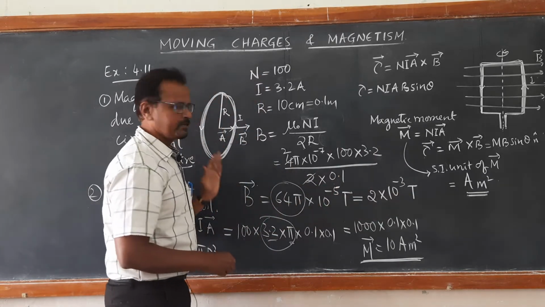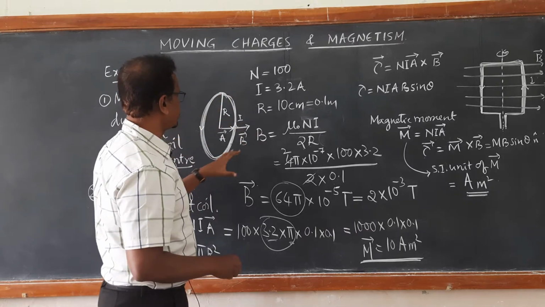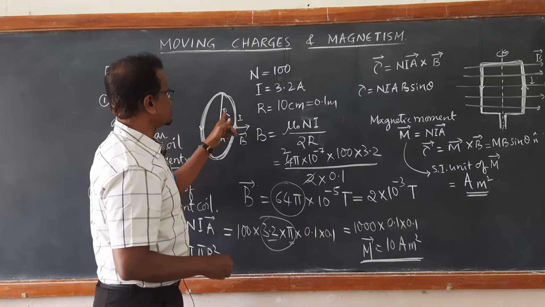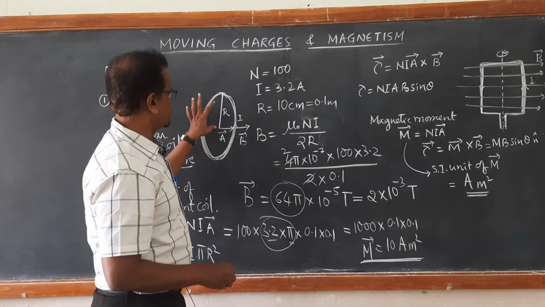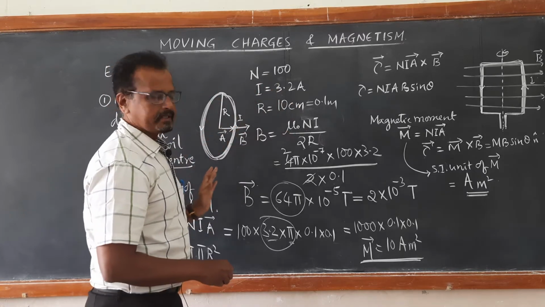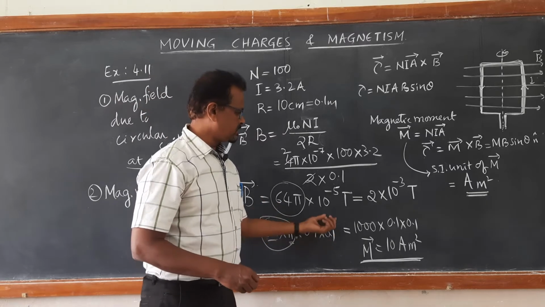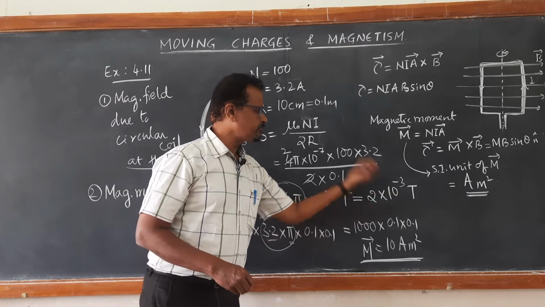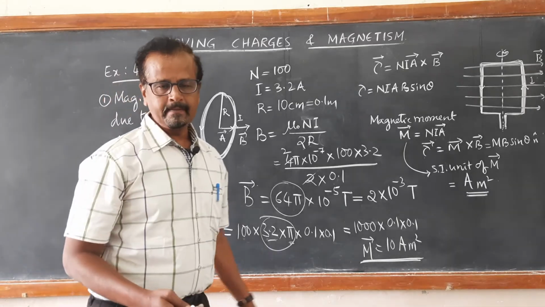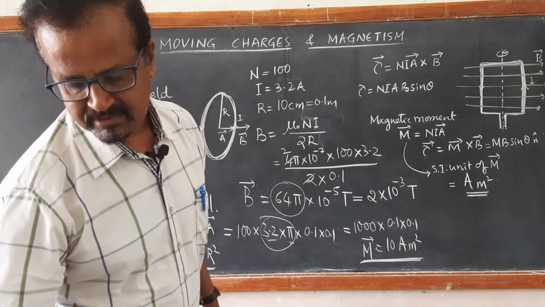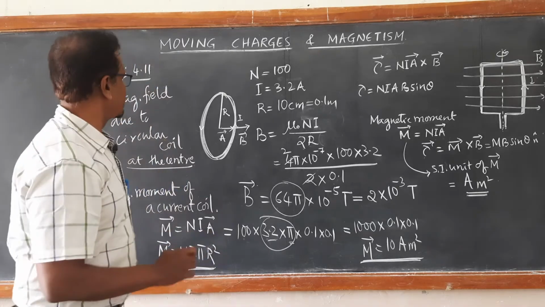This is the magnetic field produced due to the current flowing through a coil consisting of 100 turns carrying current 3.2 amperes with radius 0.1 meter, right. So, we got it as 2 into 10 to the power of minus 3 Tesla. Now, next question is, what is the magnetic moment of this coil? What is the magnetic moment of the coil?